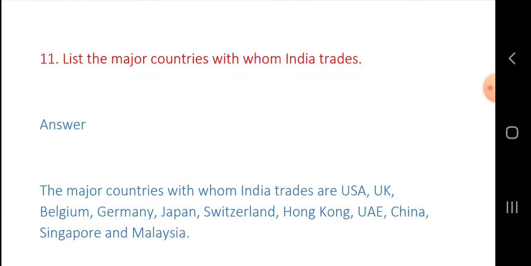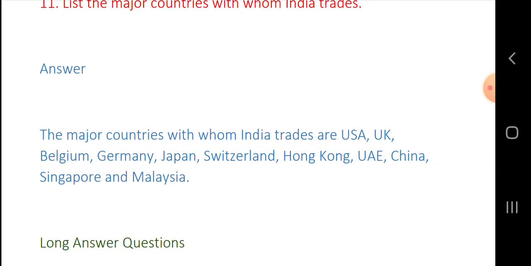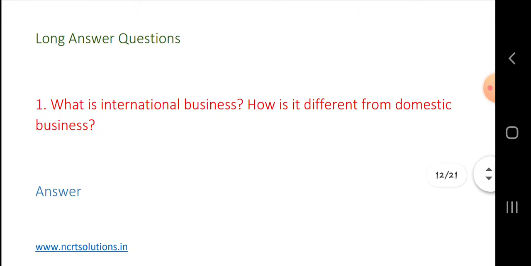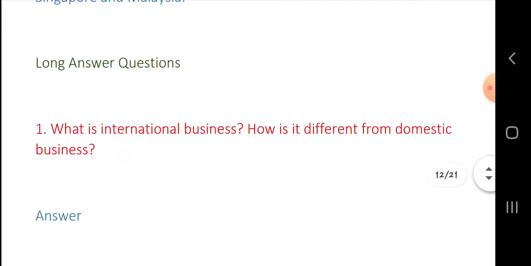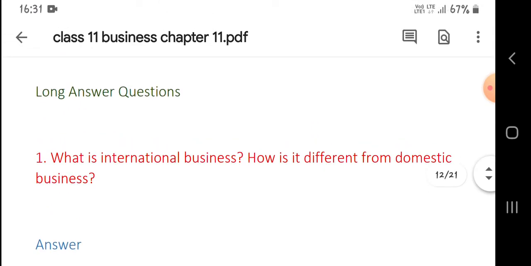India trades with the USA, UK, Belgium, Germany, Japan, Switzerland, Hong Kong, UAE, China, Singapore and Malaysia. Let us know what international business is and how it is different from domestic business.